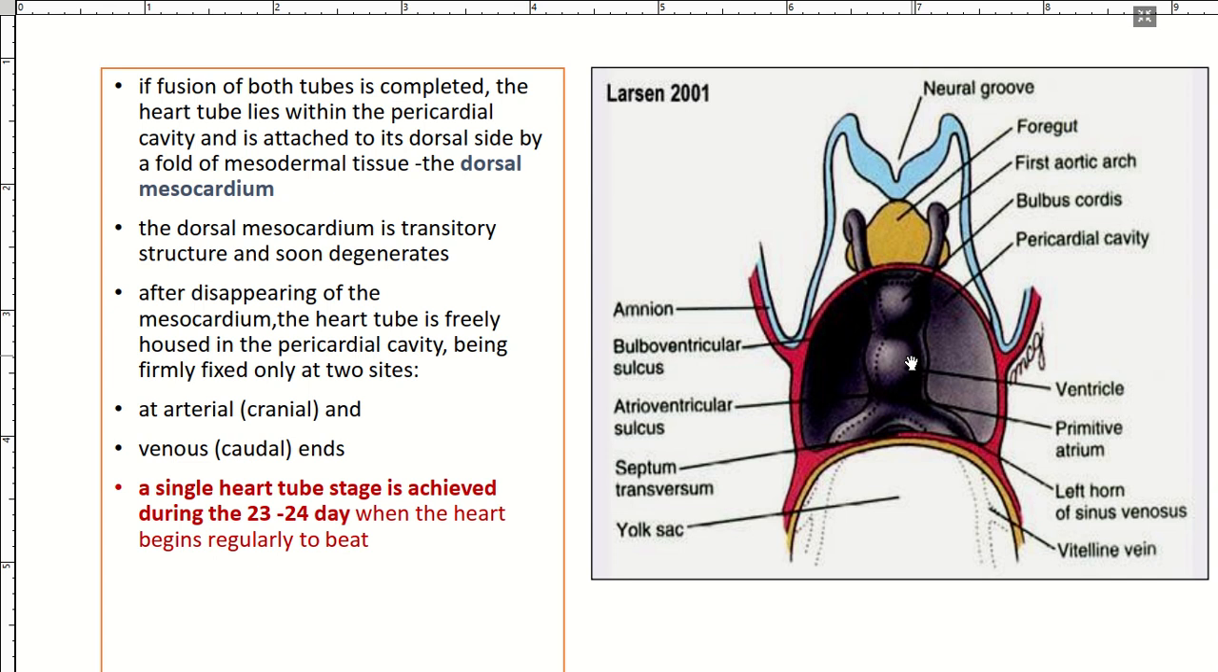So a single heart stage is achieved during the 23rd to 24th day after ovulation, right? That's when the heart begins regular beating. But the first beat starts at day 21. You understand? Good.